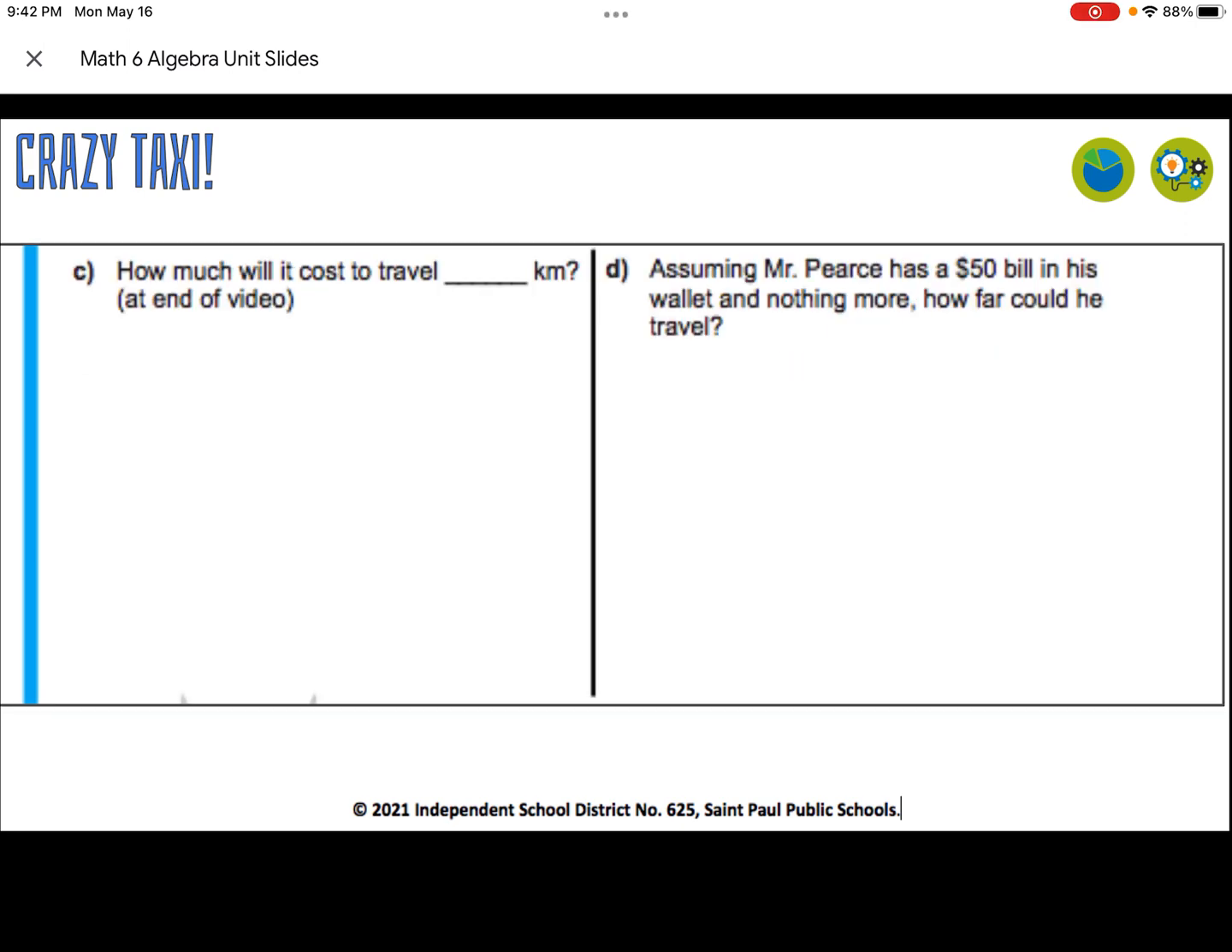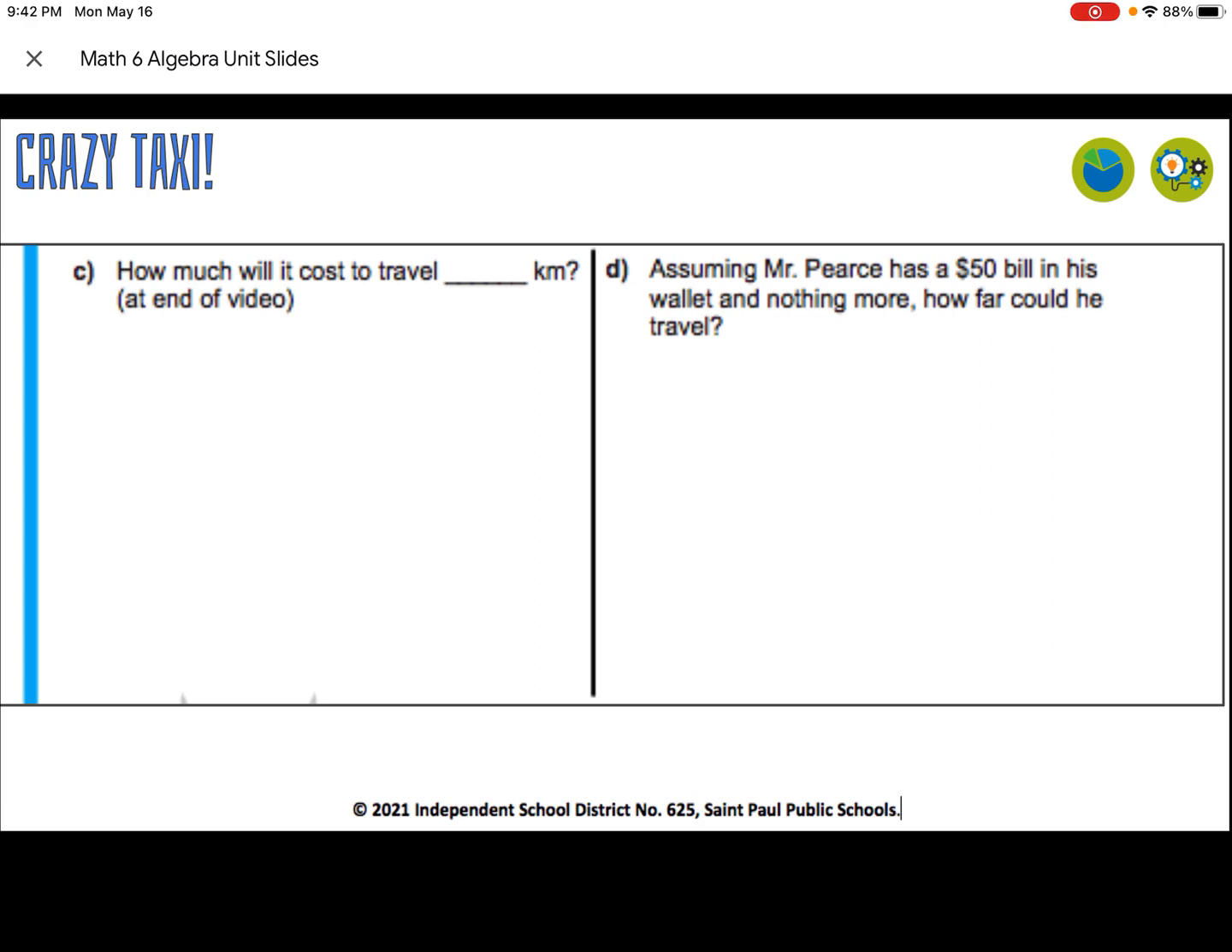So now we want to know, if he's going to travel 30 kilometers, I believe that's what the number was at the end of the video, how much will it cost? So think about an equation that you could write, if he wants to travel 30 kilometers in this crazy taxi.